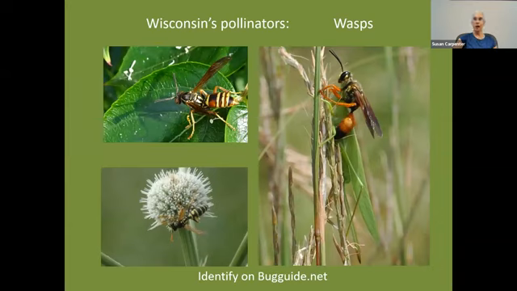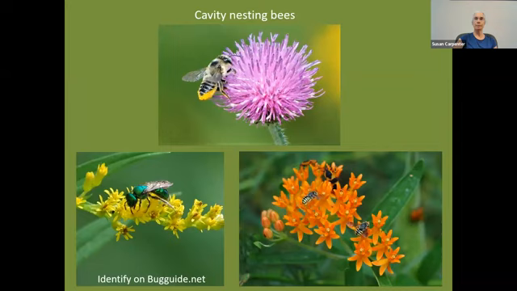Wasps. This is a giant golden digger wasp carrying a cicada there at the right. She was getting a good grip on it so that she could fly across the prairie and provision her egg with that giant cicada for it to develop.